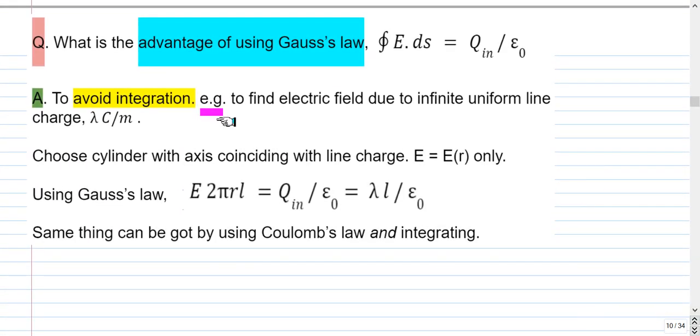The main advantage of using Gauss law is to avoid integration. For example, while finding the electric field due to an infinite uniform line charge of charge lambda coulomb per meter, one way of getting the electric field is to use Coulomb's law, but the integration involved while using Coulomb's law is a little bit more complicated. But if you use Gauss law, then the integration will become a trivial integration, which we have already done. So the integral will become the integral dA, which is the total curved surface area, which is 2 pi R L. So this integration becomes trivial if you use Gauss law. So the main advantage of using Gauss law is to avoid complicated integration.